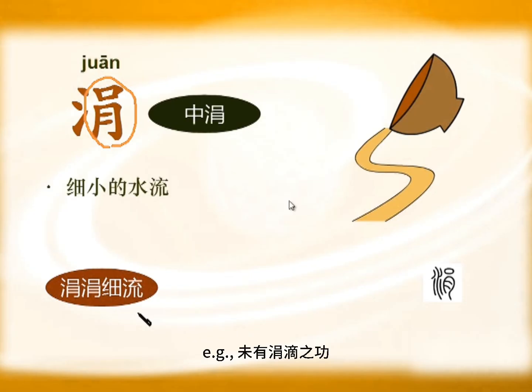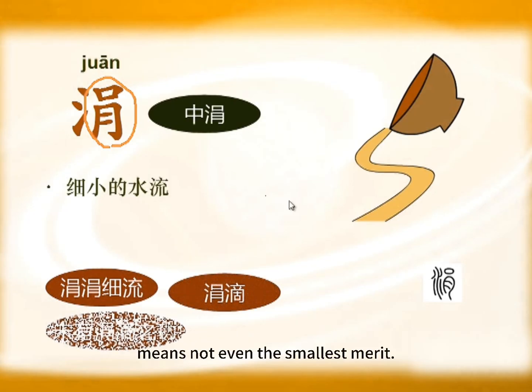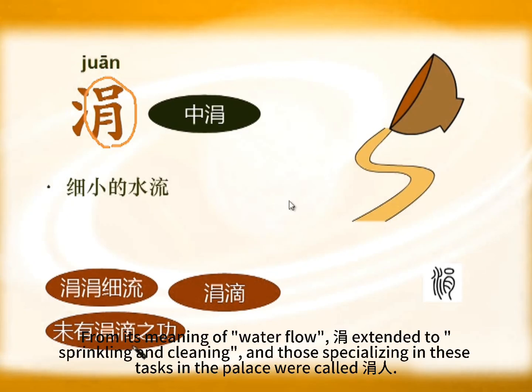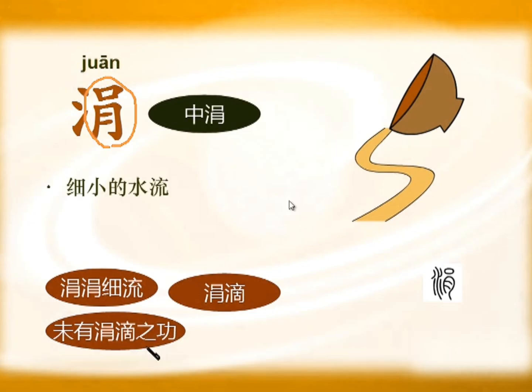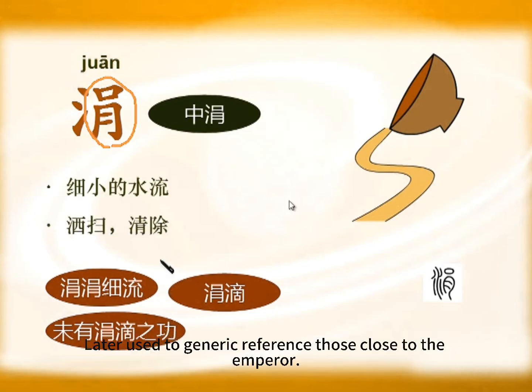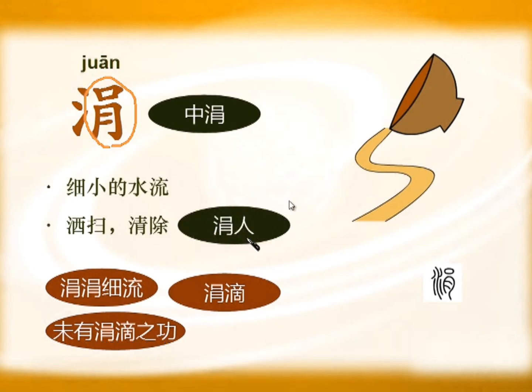E.g. 未有涓滴之功 means not even the smallest merit. From its meaning of water flow, 涓 extended to sprinkling and cleaning, and those specializing in these tasks in the palace were called 涓人, later used to generically reference those close to the emperor. Later specifically referred to eunuchs.